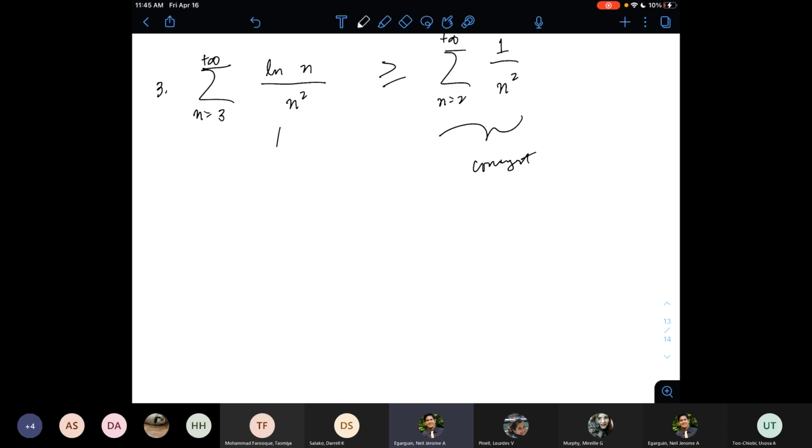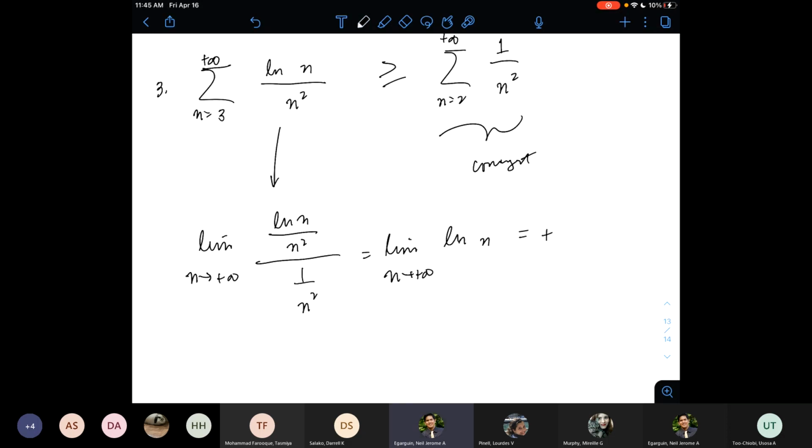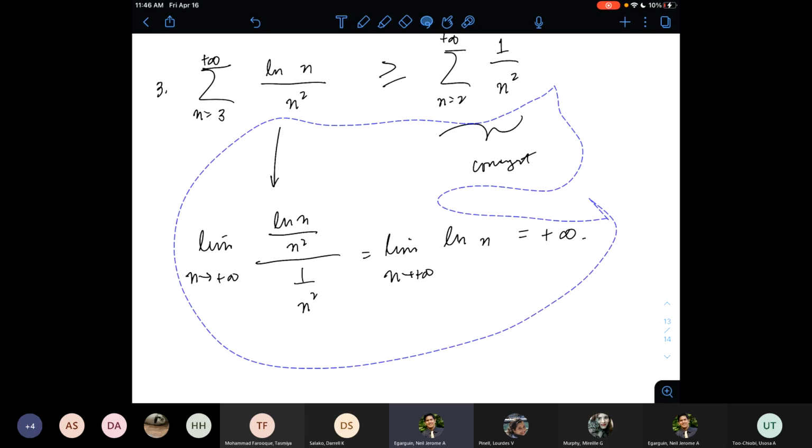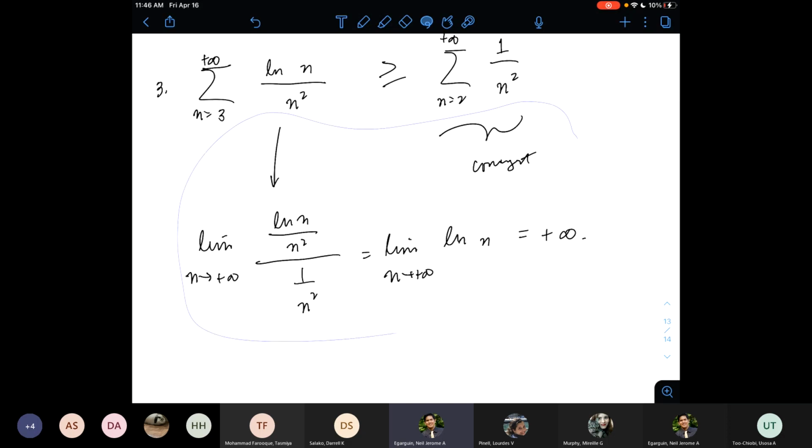The limit comparison test won't apply because here I'll take the limit of ln n over n squared over 1 over n squared as n approaches infinity. Now, this will simplify to the limit of ln n as n approaches infinity. Then this will be equal to infinity. So the limit comparison test won't apply here. Actually, that's what I'm avoiding. I'm avoiding using the integral test. So that's why I'm exhausting all the tests that we can apply here. What do you think, guys?